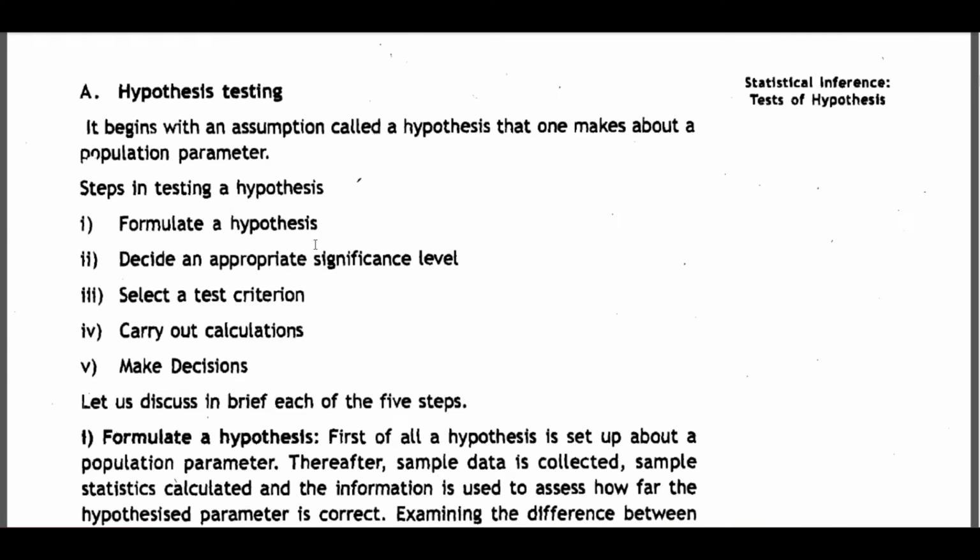A. Hypothesis testing. It begins with an assumption, called a hypothesis, that one makes about a population parameter. Steps in testing a hypothesis: formulate a hypothesis, decide an appropriate significance level, select a test criterion, carry out calculations, make decisions. Let us discuss in brief each of the 5 steps.